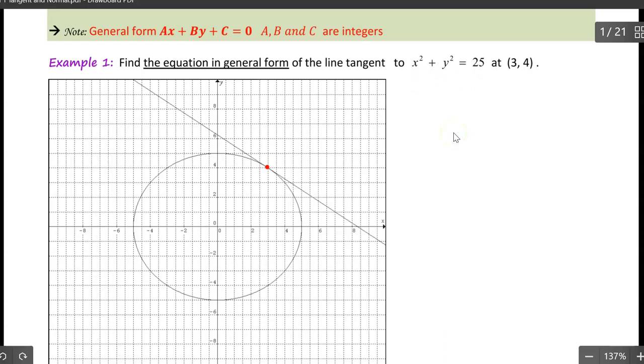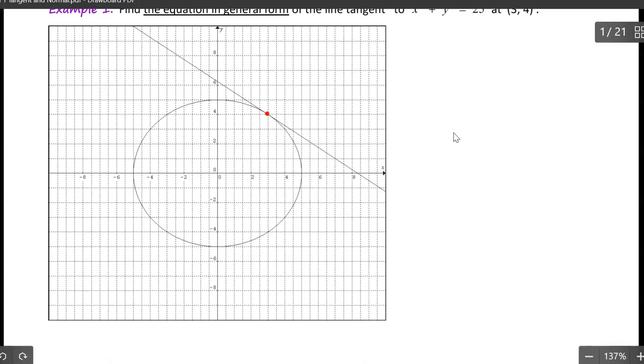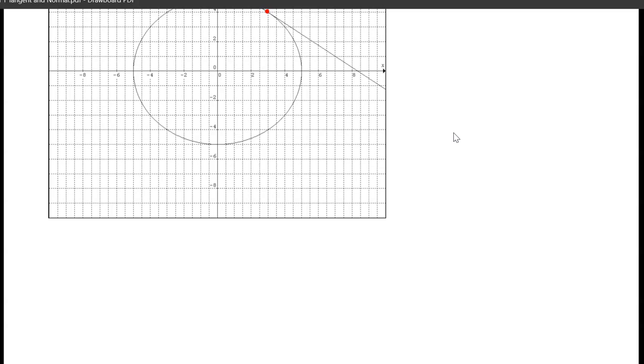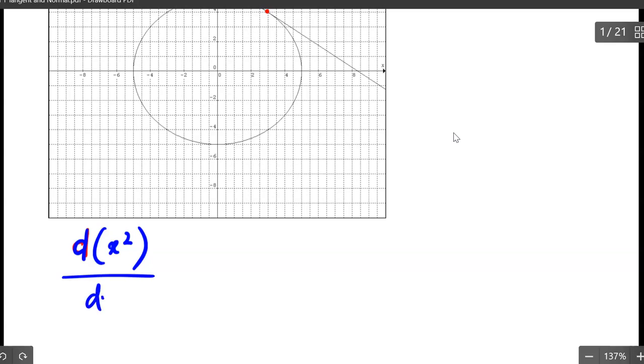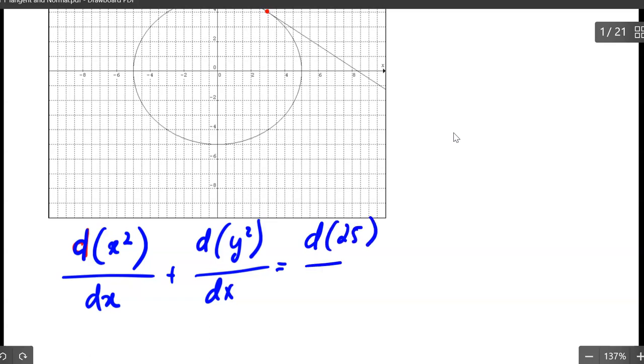To differentiate implicitly, I would like to remind everyone that I need to differentiate each term in terms of x. So you may want to start out by writing it like this: the derivative of x squared with respect to x, plus the derivative of y squared with respect to x, and also the derivative of 25 with respect to x. This is the first step that you want to write in terms of differentiating a function implicitly.